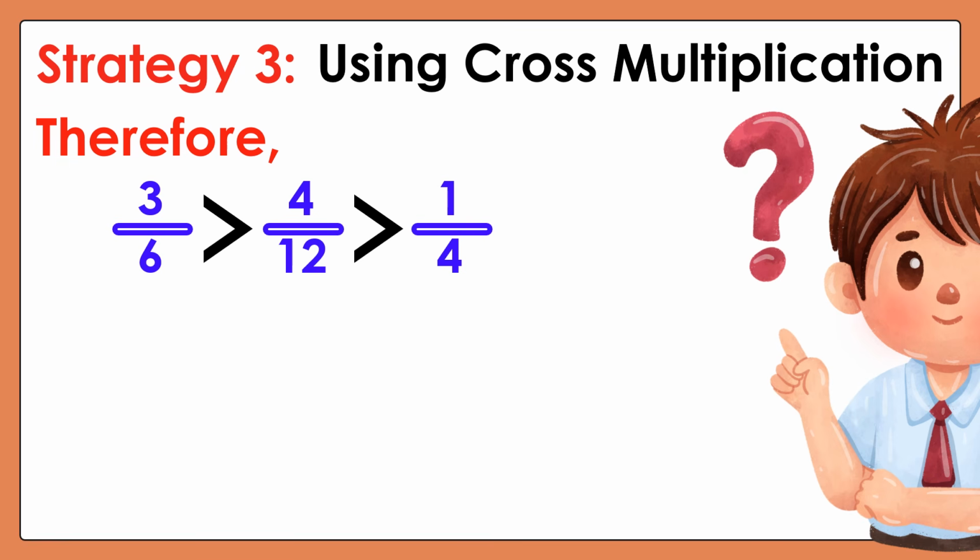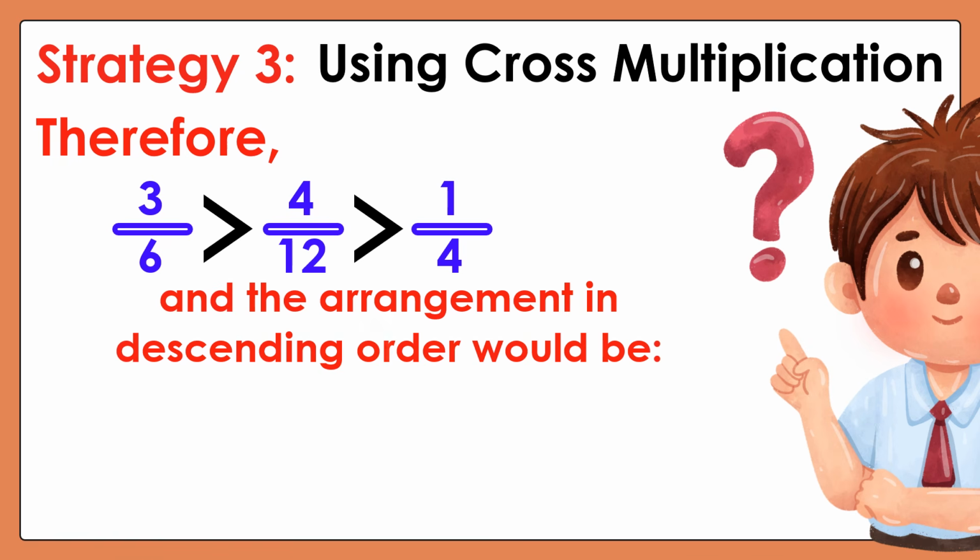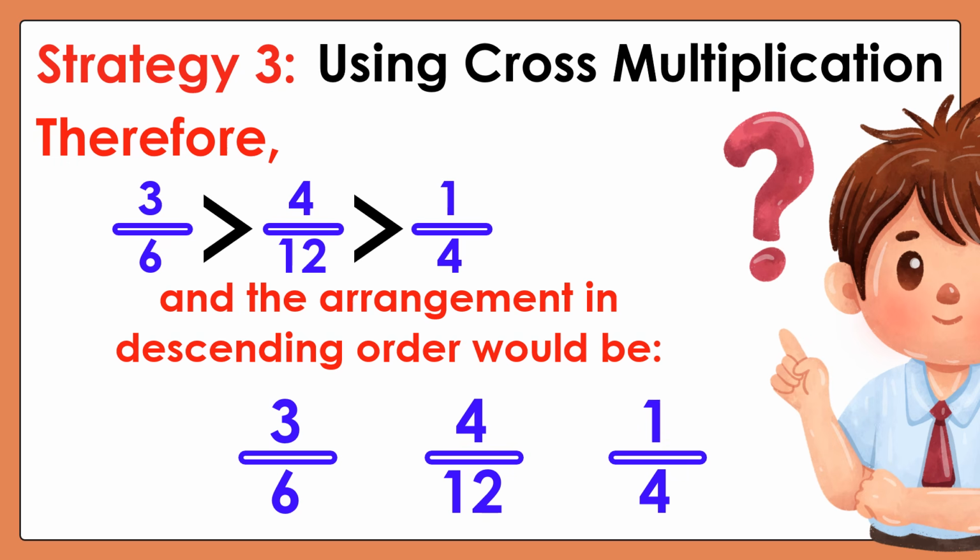Therefore, 3/6 is greater than 4/12 is greater than 1/4. And the arrangement in descending order would be 3/6, 4/12, and 1/4.